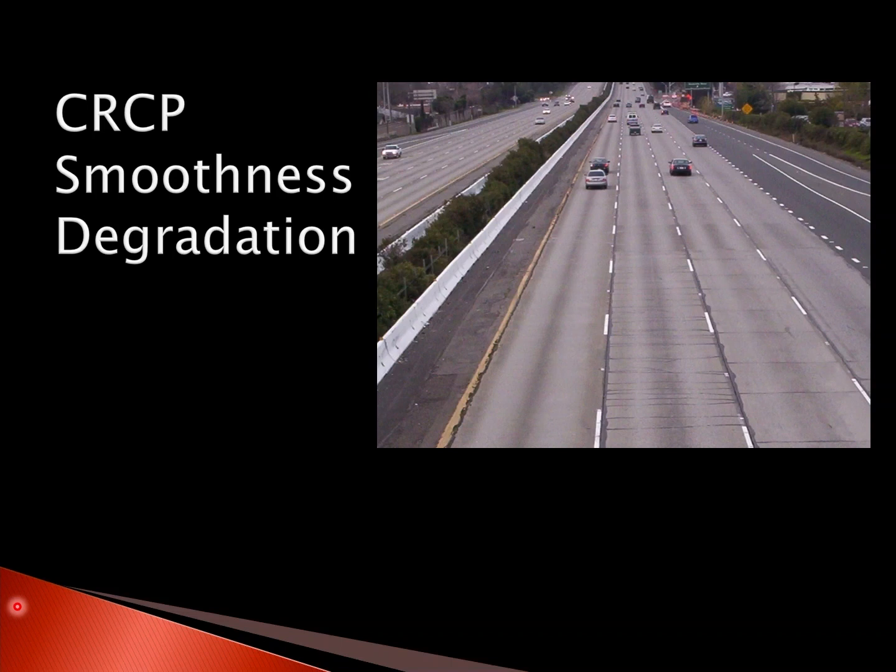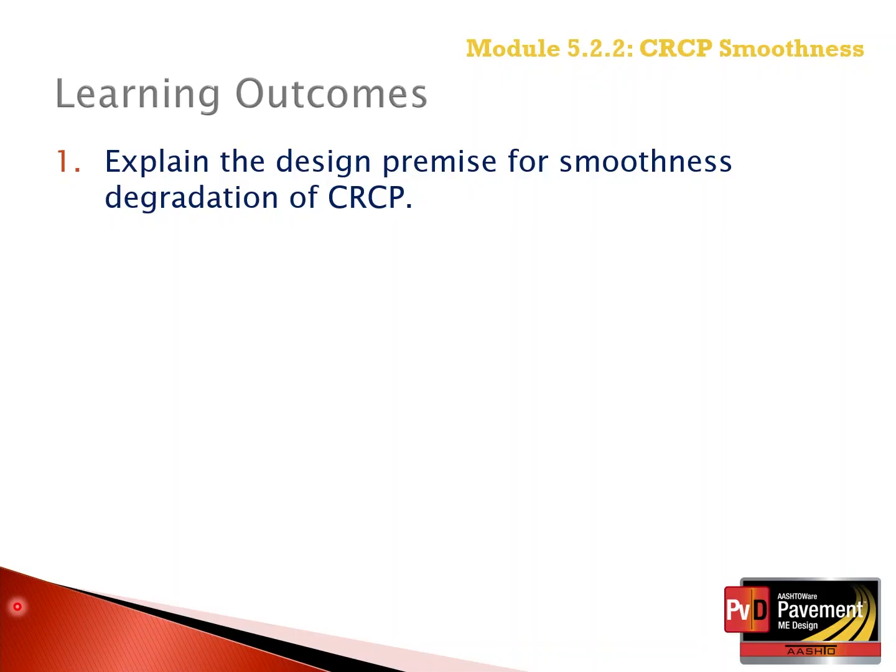The same type of information is included for CRCP smoothness degradation as was discussed for jointed plain concrete pavement smoothness degradation. As such, we will quickly review the same type of information that was already presented for jointed plain concrete pavements on smoothness degradation. There are 3 learning outcomes of Module 5-2-2 on CRCP smoothness.